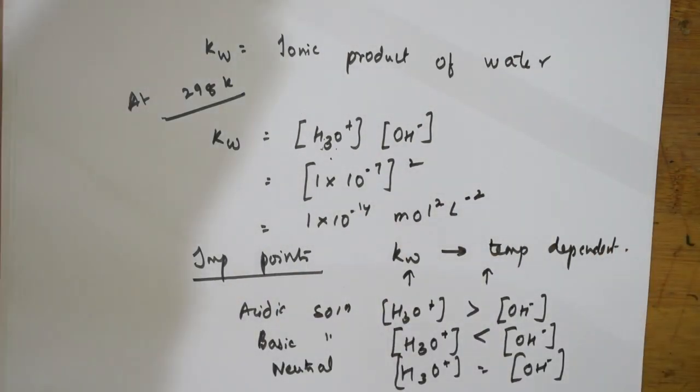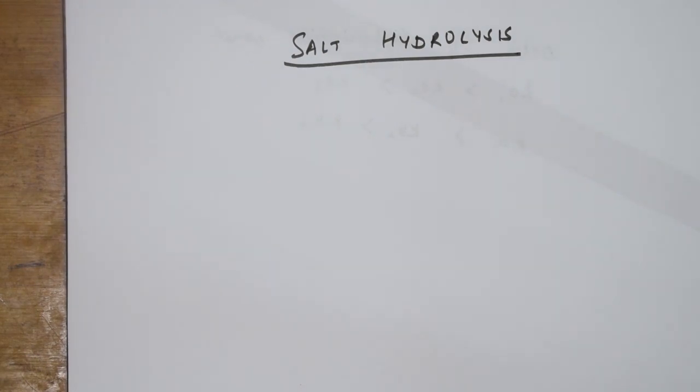Well, let's come back and learn one more important topic in ionic equilibrium, that is salt hydrolysis. As the name suggests, when you dissolve a salt in water, it dissociates. But how does it dissociate? How does it get hydrolyzed? That is the important concept. You take sodium chloride, add it in water, dissolve it. How is it dissociating? That is most important.